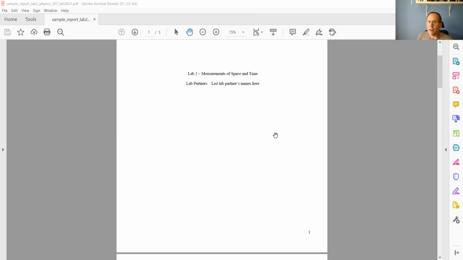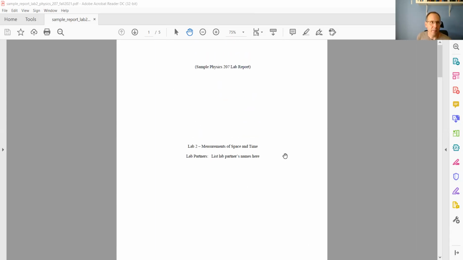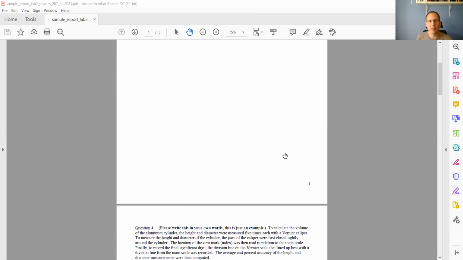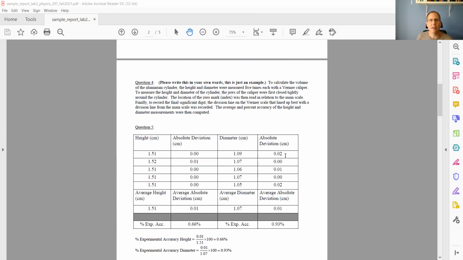And then all you're doing is answering questions from the lab manual, that's in your lab handout, or directly from the lab handout if you're in Physics 206. So the first question was, please describe how you use the vernier caliper to measure the height and the diameter of the cylinder. So just a few sentences, something similar to this. Obviously, you don't want to copy mine exactly, but you want the general idea, maybe a paragraph describing how you use the vernier caliper to measure the cylinder.